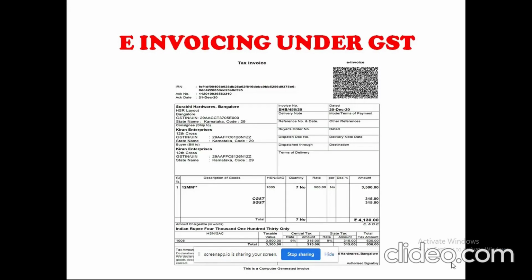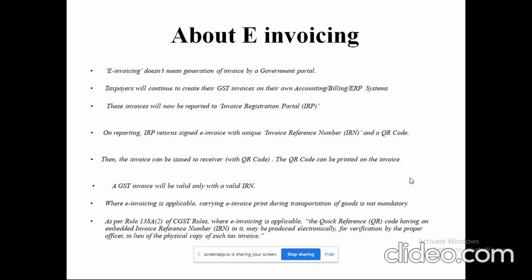E-invoicing does not mean generation of invoice by government portal. The taxpayers will continue to create their GST invoices on their own accounting, billing or ERP systems. These invoices will be reported to the Invoice Registration Portal known as IRP. On reporting, IRP returns a signed e-invoice with a unique invoice reference number known as IRN and a QR code.